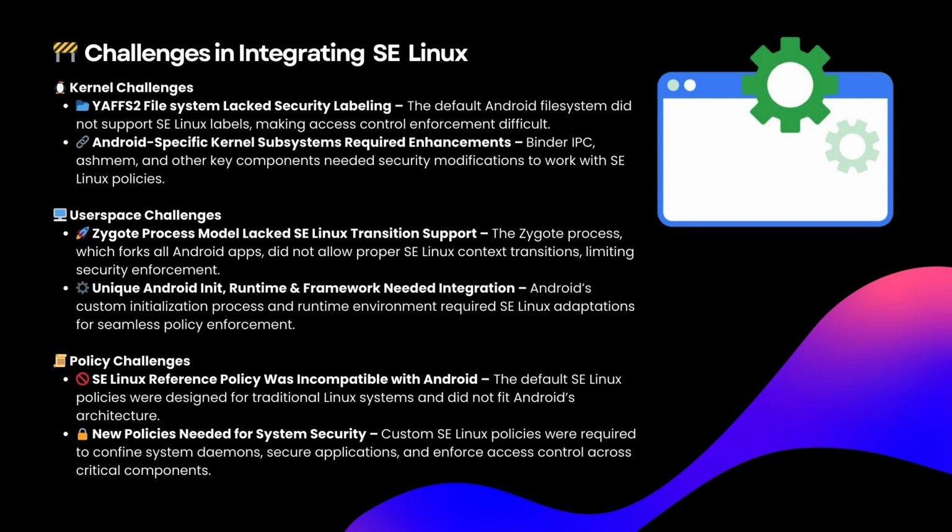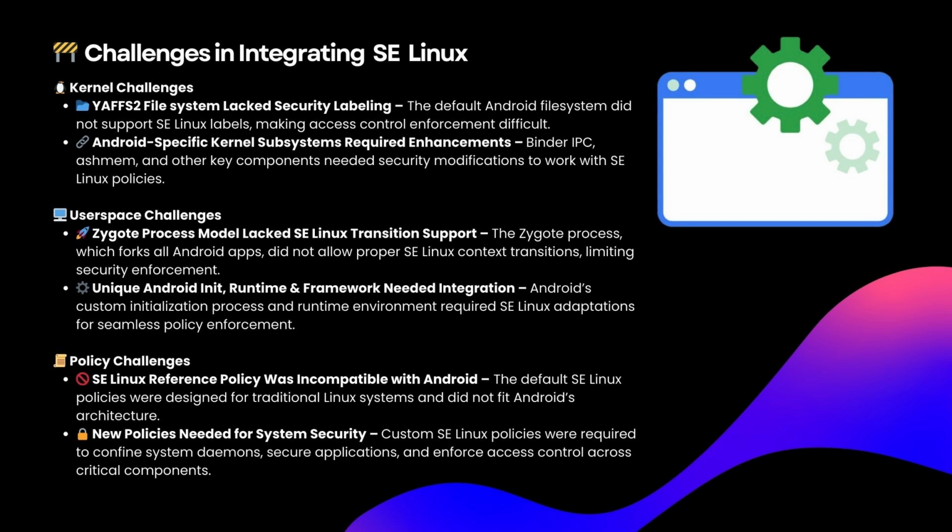Android-specific kernel subsystems required enhancements. There were also unique Android kernel subsystems like Binder IPC, Ashmem, and other critical components that didn't originally have security support. These subsystems were essential for inter-process communication, shared memory, and power management. They needed to be modified to work properly with SELinux policies, which was no small feat.